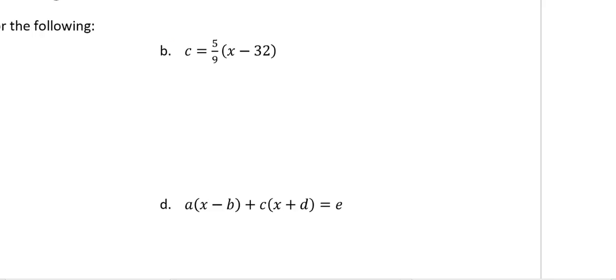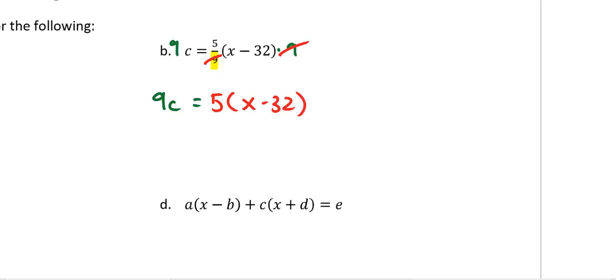Okay, moving on to question number b now. I have a 9 here, so I can multiply both sides by 9. So this will be 9c equals 2. Well, that 9 and that 9 will cancel off, so that's going to be 5 bracket x minus 32.